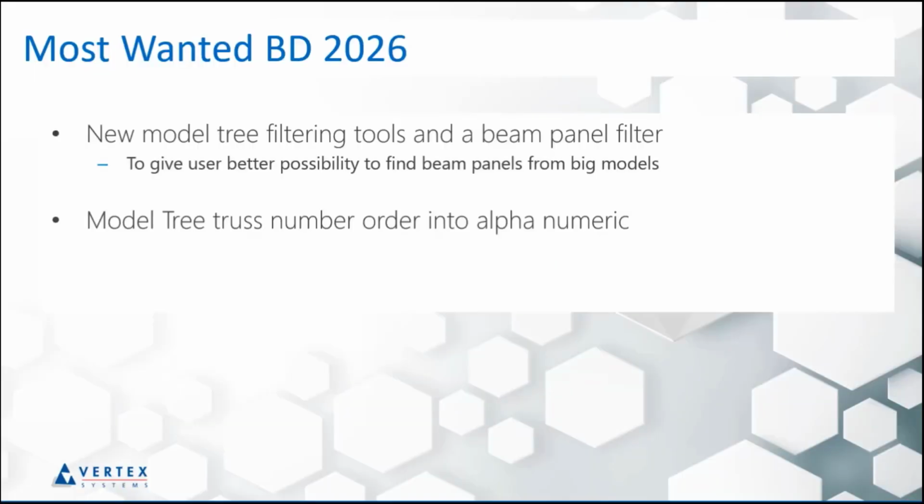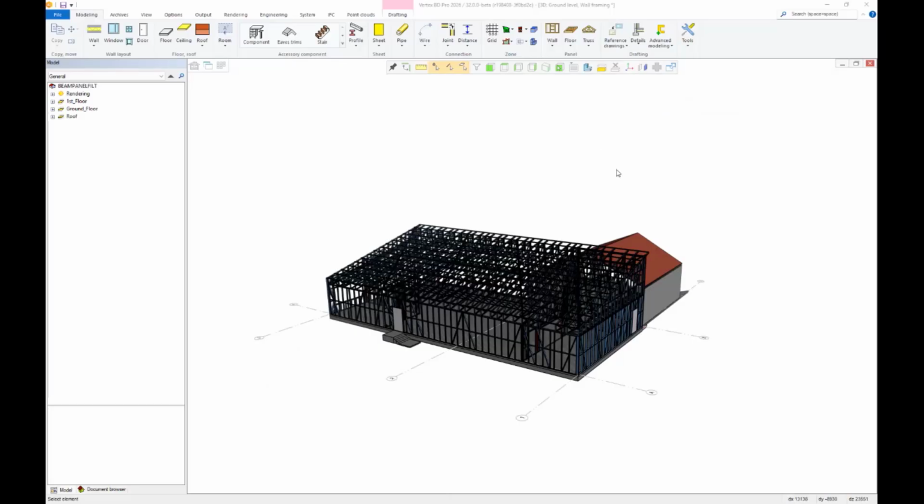Next, we'll be taking a look at our new model tree and beam panel filtering tools. We have made changes here to make it easier for you to find beam panels in big projects and have updated our model tree truss number order to alphanumeric.